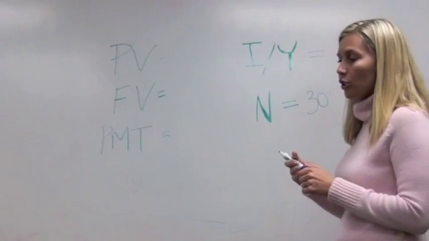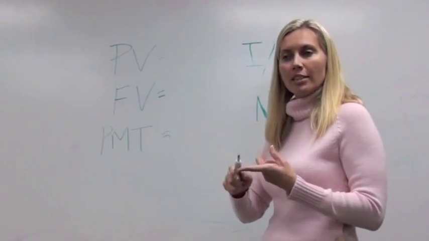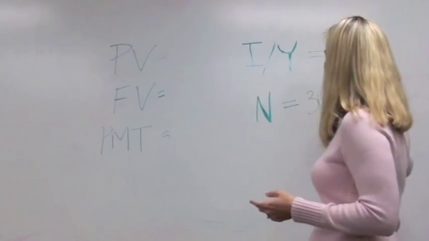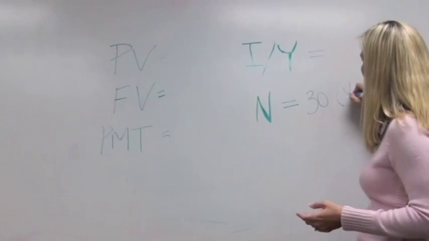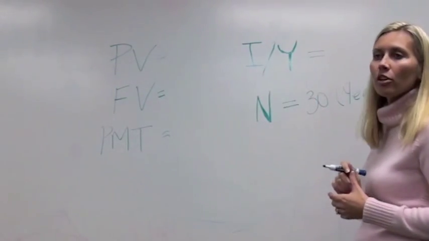The easiest way to do this is when you find the easy information. N is always going to say months or years. And you want to make sure that you put in your notes whether it's years or months, because you're going to have to change this variable if it's monthly or annually.